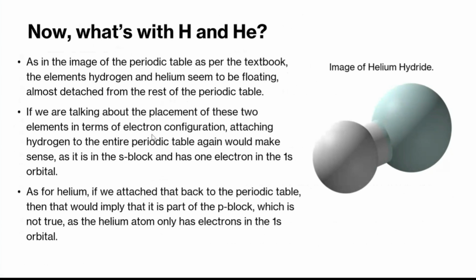If we're talking about the placement of these 2 elements in terms of electron configurations, if we attach hydrogen back to the entire periodic table, that would actually make sense because it's in the s block, and of course, hydrogen has 1 electron in the 1s orbital. However, if we attach helium back to that periodic table, then that would imply it's part of the p block, which is not true because the helium atom only has its 2 electrons in the 1s orbital. So that's something that you need to know about hydrogen and helium and why it's placed that way.